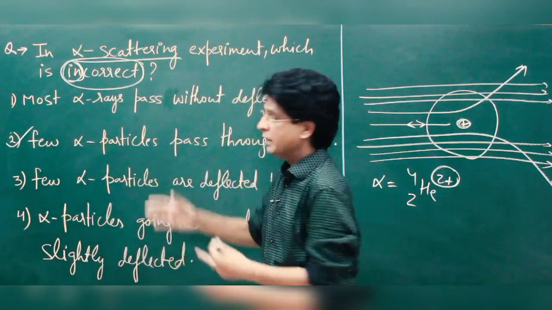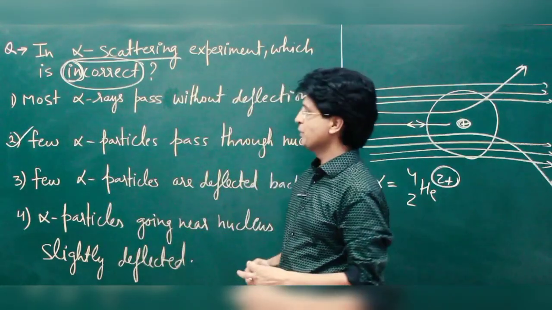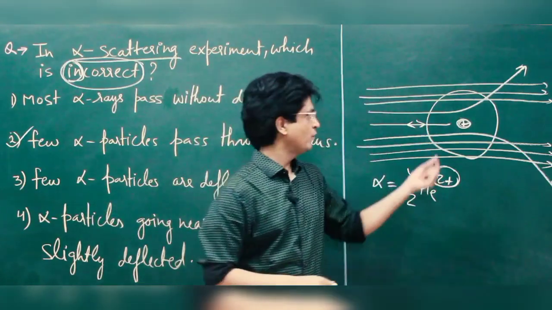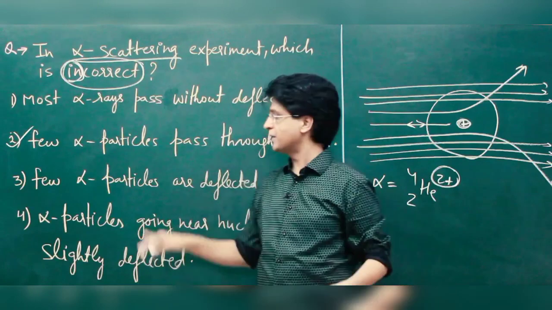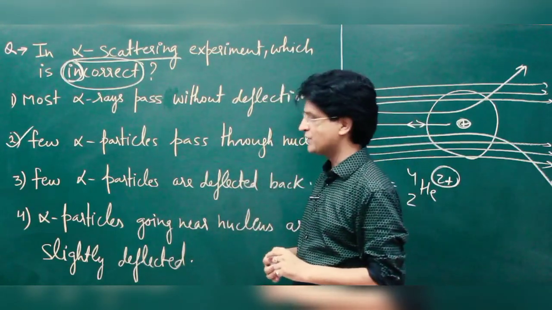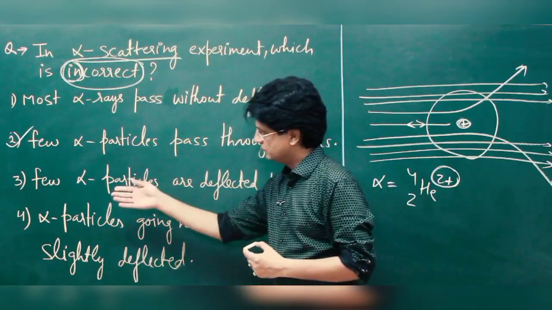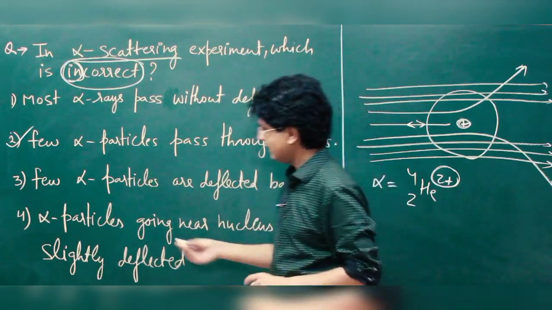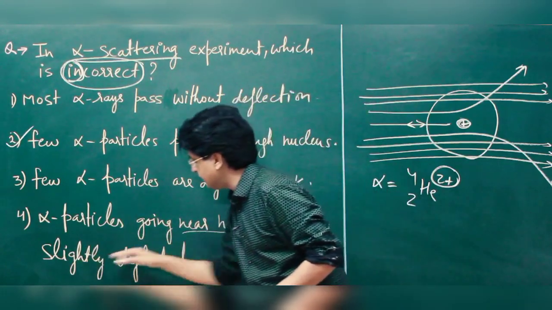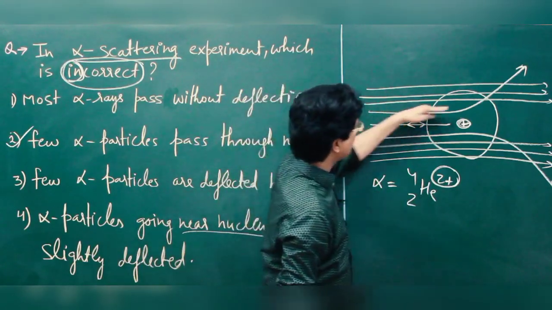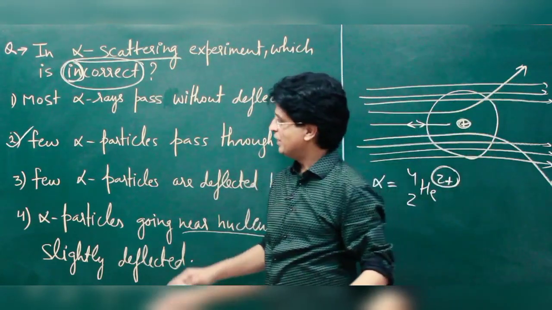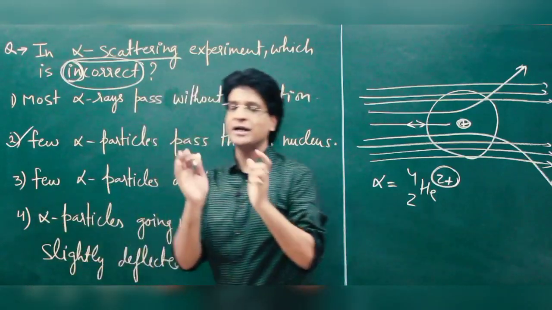So let me check if the other options are correct or not. Few alpha particles are deflected back. Yes, very few particles are deflected back. That is also correct with regard to Rutherford's alpha scattering experiment. Coming to the fourth option, alpha particles going near the nucleus are slightly deflected. Going near the nucleus, they are slightly deflected. That is also correct. So 1, 3 and 4 are the correct statements.